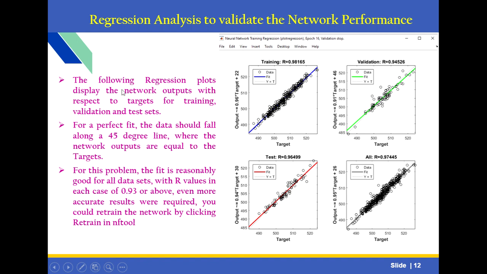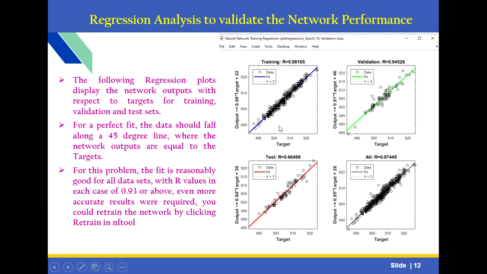The following regression plots display the network outputs with respect to targets for training, validation and test sets. For a perfect fit, the data should fall along the 45-degree line. This is a 45-degree line, and it falls on it, so the output you are getting is an accurate result. For this problem, the fit is reasonably good for all the sets, with R values in each case of 0.93 or above. If even more accurate results are required, you could retrain the network by clicking retrain in the NF tool.